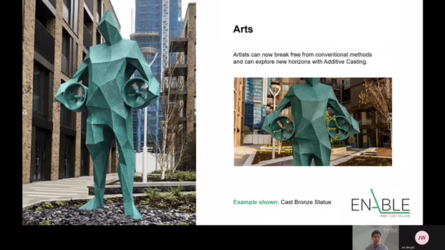The arts industry is no stranger to additive manufacturing, and there have been many examples in the past taking advantage of the design freedom offered. Additive casting can enable the production of much larger designs with many of the same benefits, enabling artists the ability to break free from conventional methods to explore new horizons.